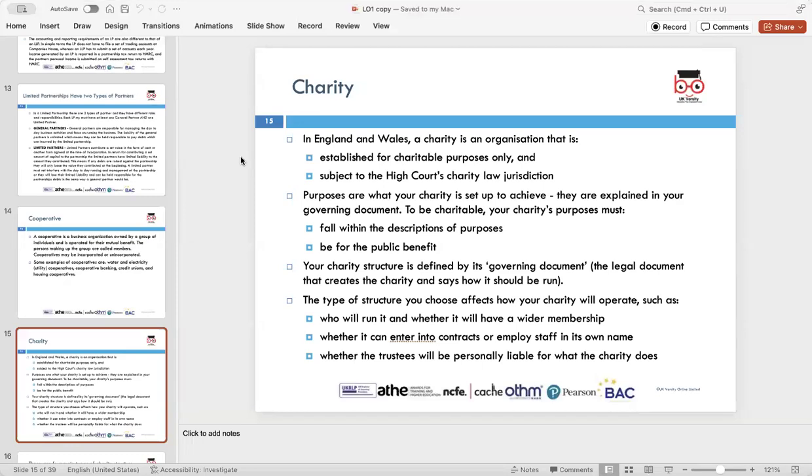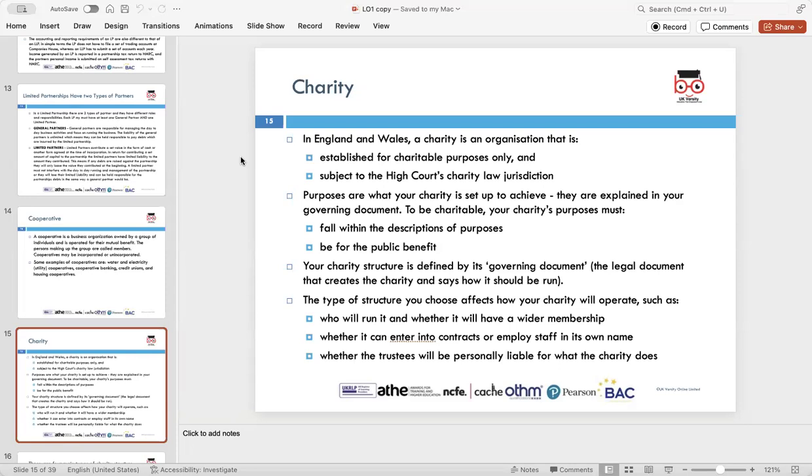In England and Wales, a charity is defined as an organization that is created solely for the purpose of charitable activities and falls within the jurisdiction of the High Court and charity legislation. So purposes are the goals that your charity is established to accomplish, that are elucidated in the document that governs your organization.